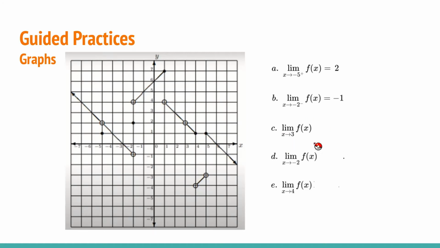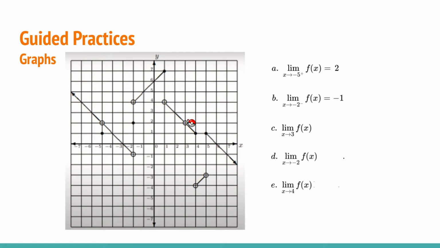Next, the limit of f of x as x approaches 3. So we'll have to find +3, which is around here. Notice that it's not a one-sided limit. That means we have to find the one-sided limits first.